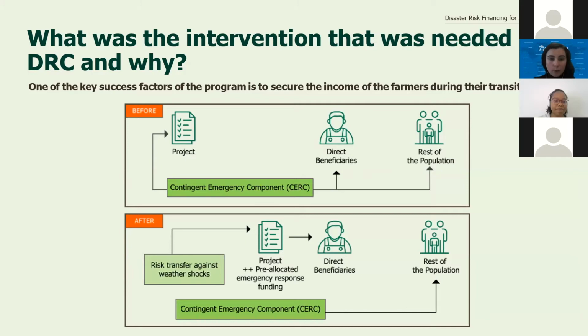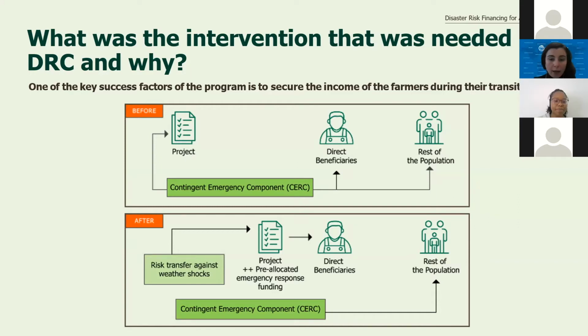So the standard way, which is still in force, is that a project will have a contingency emergency response component, what we call a CERC, that is covering both direct beneficiaries of a project in case of a disaster, but also covers the rest of the population in the areas where the project is active. Both responses in the before scenario are done through the same component, and that component is a $0 component that is then restructured when an emergency happens based on a notification from the government.